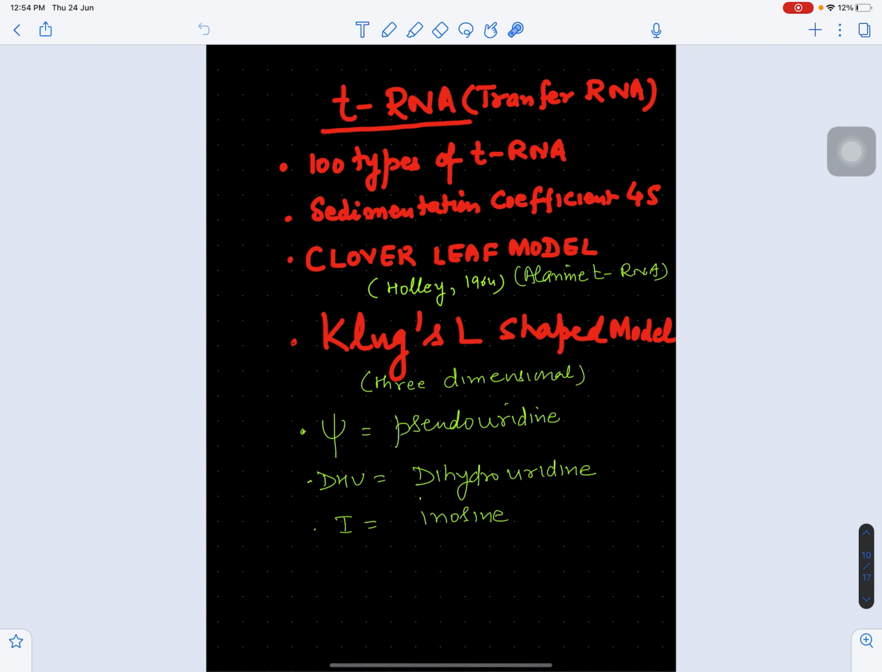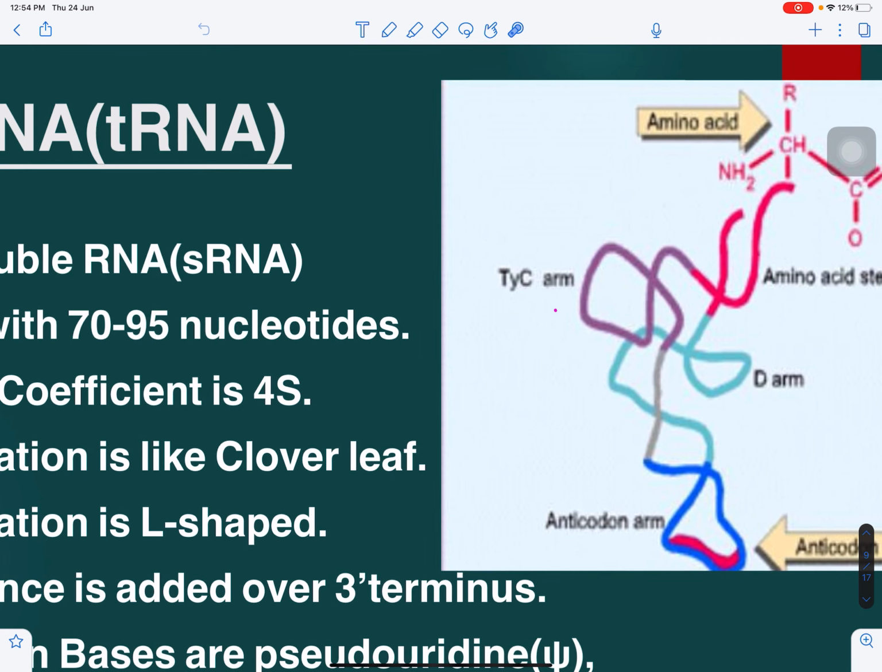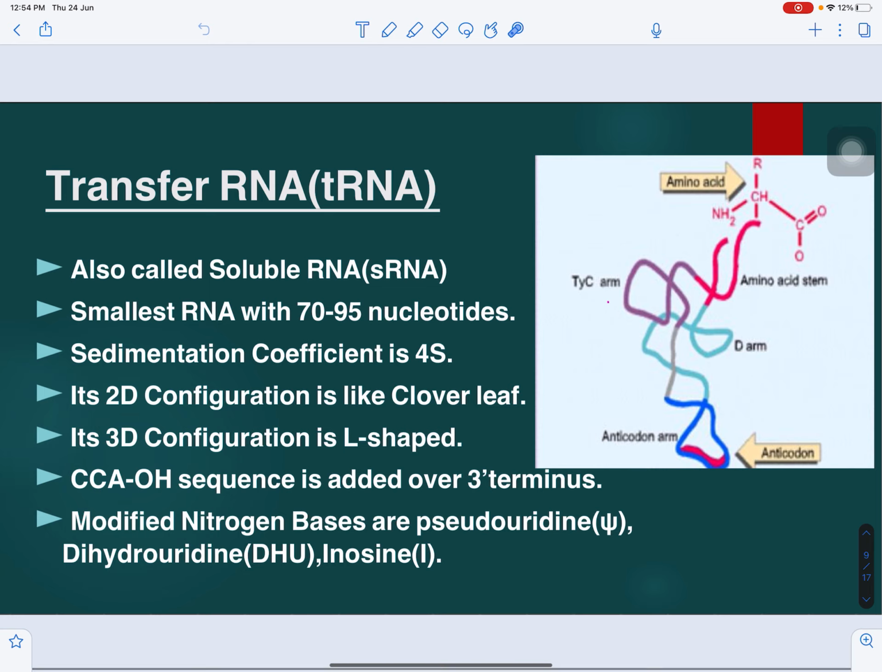Now we'll discuss Klug's L-shaped model. We can see here this is showing an L-shaped structure. This is the anticodon loop, anticodon arm. This is the T-pseudouridine-C loop, and this is the D loop, the DHU loop. This is the amino acid accepting site. So this is Klug's L-shaped model, and that was the clover leaf model.